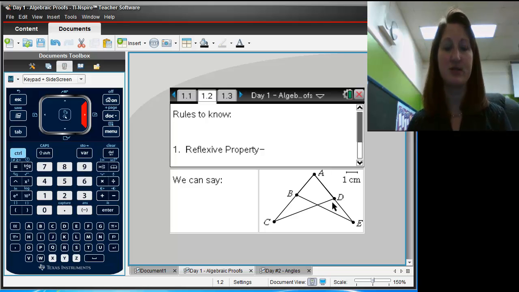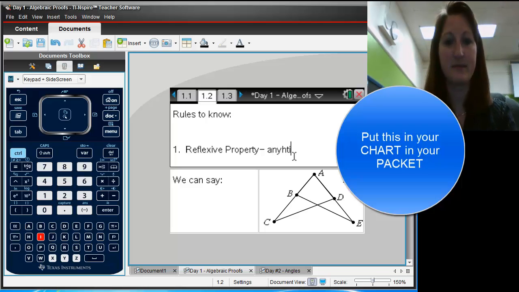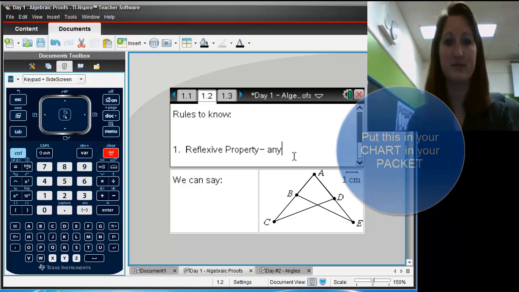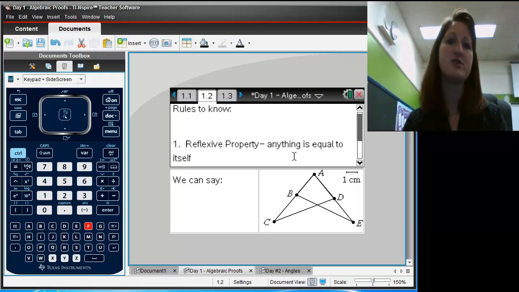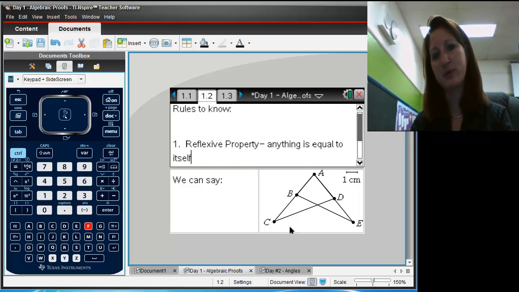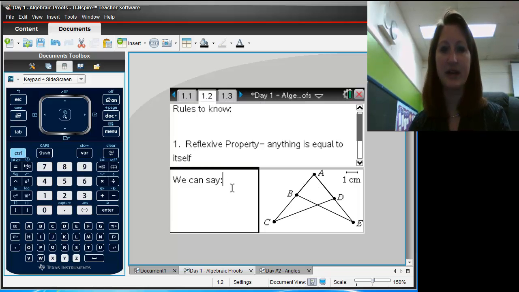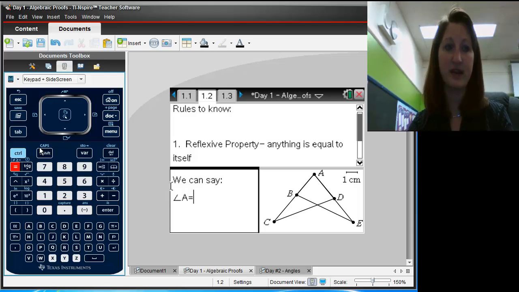So our first property is the reflexive property. And basically the reflexive property says that anything is equal to itself. So that kind of seems like common sense, but we will actually use that a lot, especially when we start to do harder proofs. So if we take a look at the picture down here, I could say something like, what do they share? Angle A is equal to angle A. So I can go into my little menu book here, find my symbol for angles, and I can say that angle A is equal to angle A.